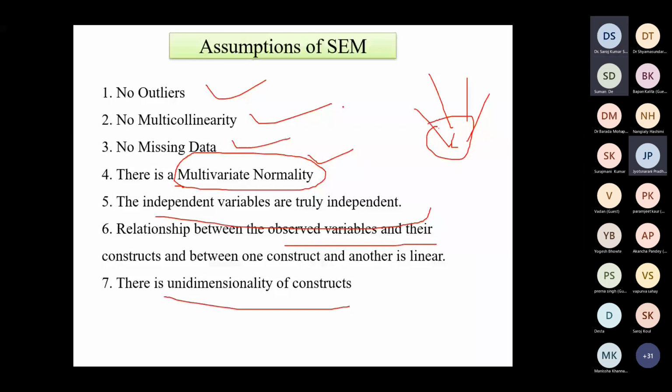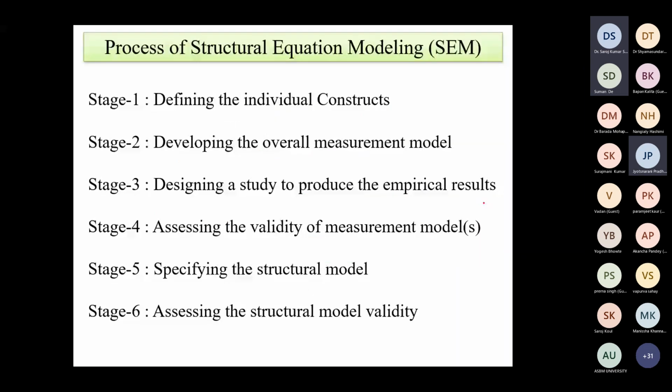Other indicators, these are the indicators related to this construct only. This indicator is not related to this; there is unidimensionality. So already we have explained. Now look at the process of structural equation modeling.